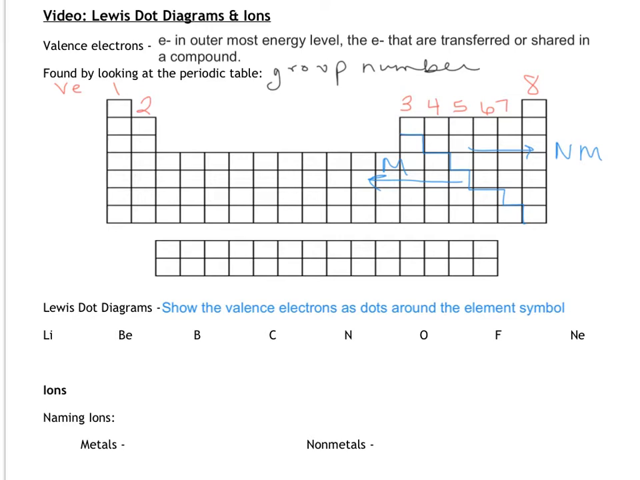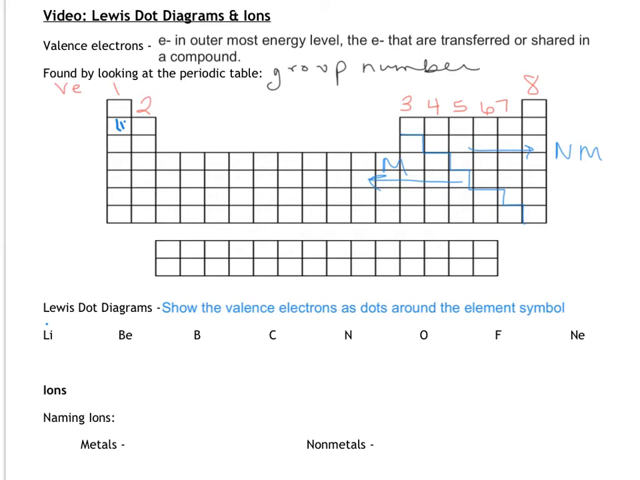To show the number of valence electrons around an element, we can draw something called a Lewis dot diagram. Lewis dot diagrams show the valence electrons as dots around the element symbol. So if we find lithium, lithium is in group 1. Because it's in group 1, it has 1 valence electron, so we draw 1 dot above lithium.